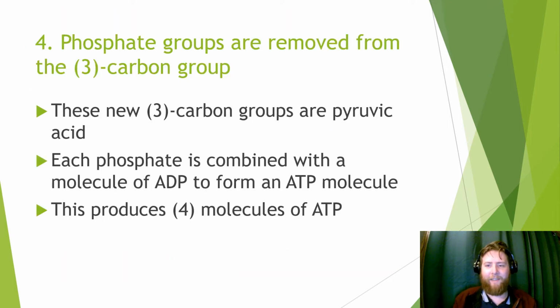All right, on this last stage, step 4, we're going to take the phosphate groups off of the 3 carbons. And now we have pyruvic acid. These new 3-carbon molecules are pyruvic acid. Each phosphate is going to be combined with a molecule of ADP, or adenosine diphosphate, to form ATP, adenosine triphosphate. So glycolysis makes us 4 molecules of ATP at the end.